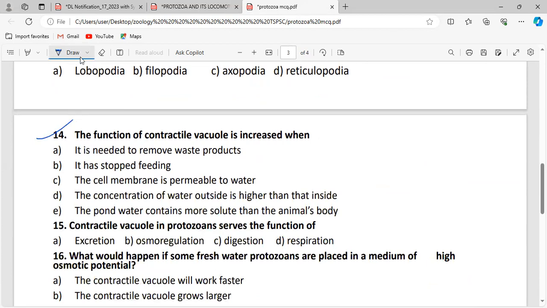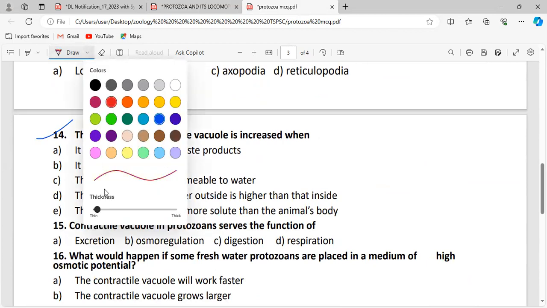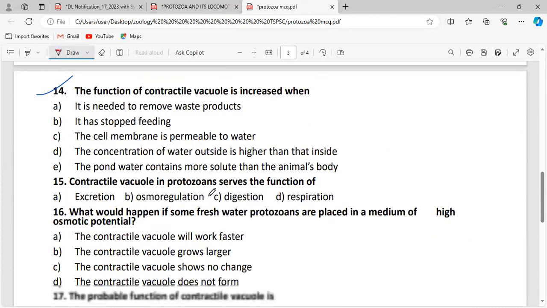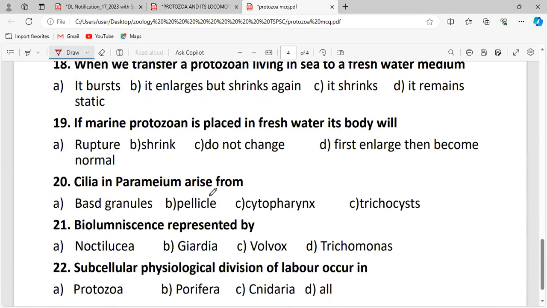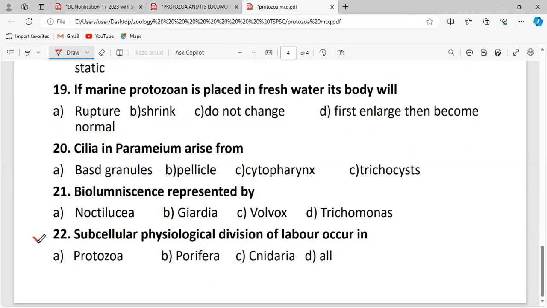The functions of contractile vacuole is increased from. Okay, I'll post it in the WhatsApp group and you can answer the question. Okay, what subcellular physiological division of labor occurs in? Answer for this question.